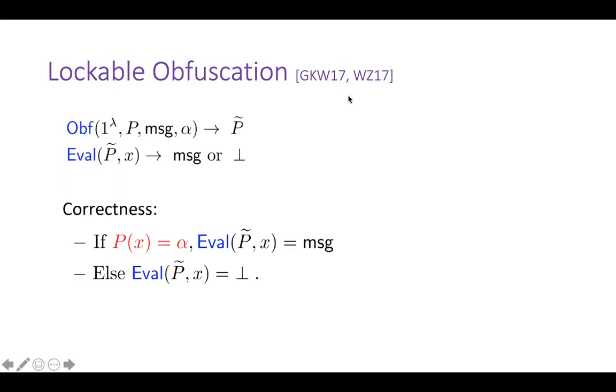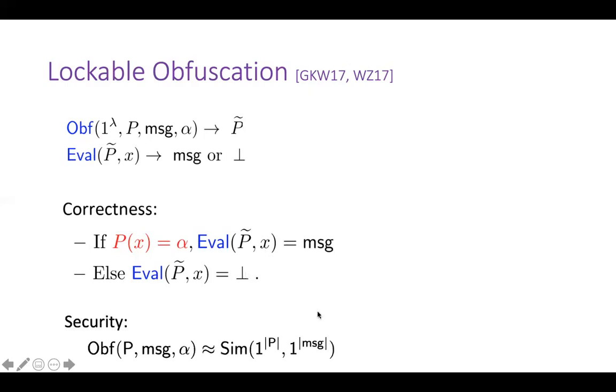Here there are two algorithms, obfuscator and evaluator. The obfuscator obfuscates a program P, and the evaluator evaluates the obfuscated program on an input. But unlike regular obfuscation, here the obfuscator also takes a message and a random string called the lock value alpha as its input. The correctness criterion says that when you evaluate the obfuscated program on any input x, if P of x is equal to alpha, then the obfuscated program reveals the message. And if P of x is not alpha, then the obfuscated program is supposed to output perp.